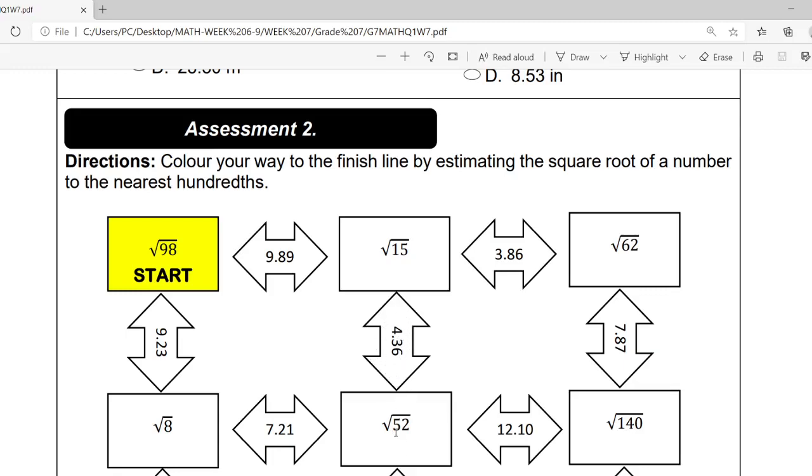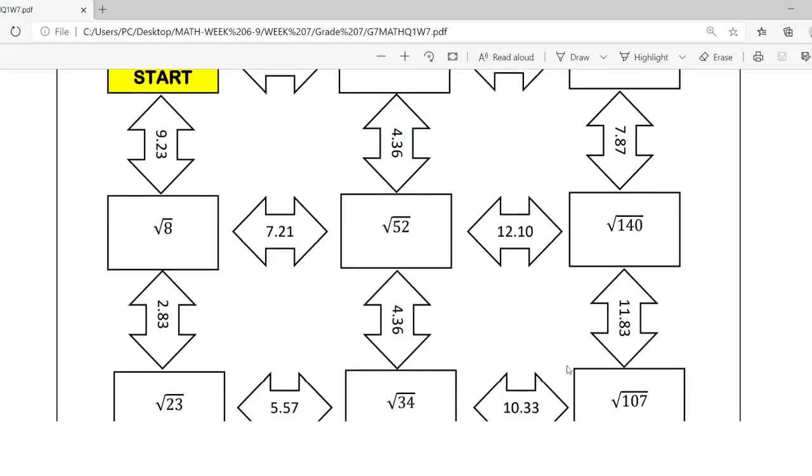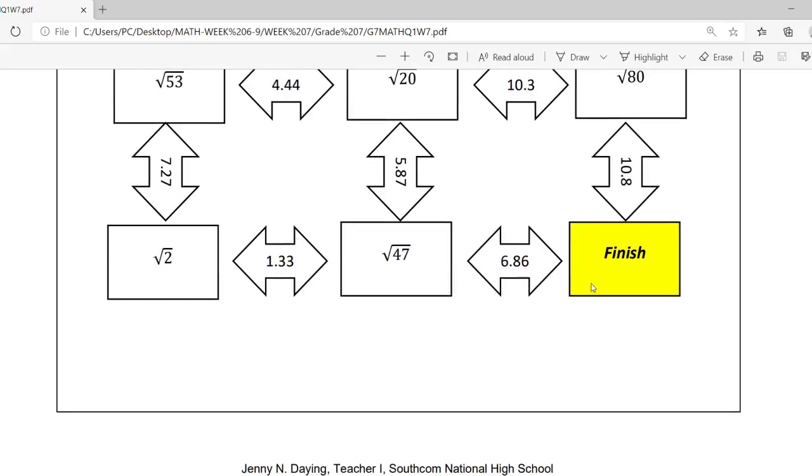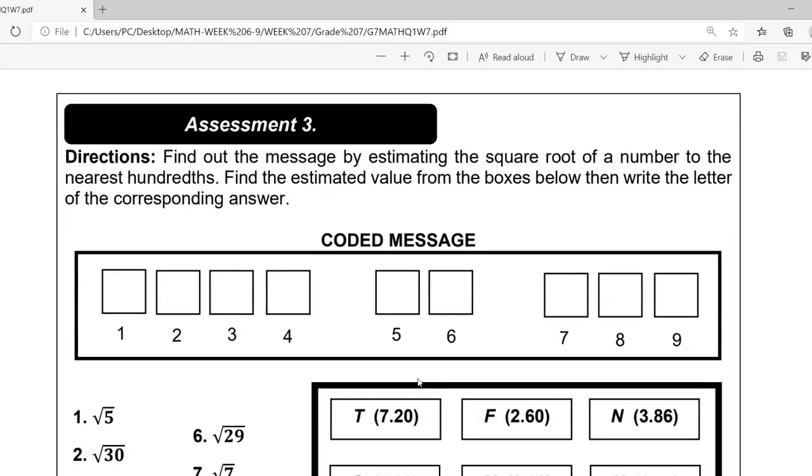Then the arrow is going here, so what is the square root of 52? Is it this, or is it this one? So if this is the answer, then you just shade this one too, then answer this one. If it is this one or this one, you just shade the answer. Okay, to the finish line. So that's it for today.